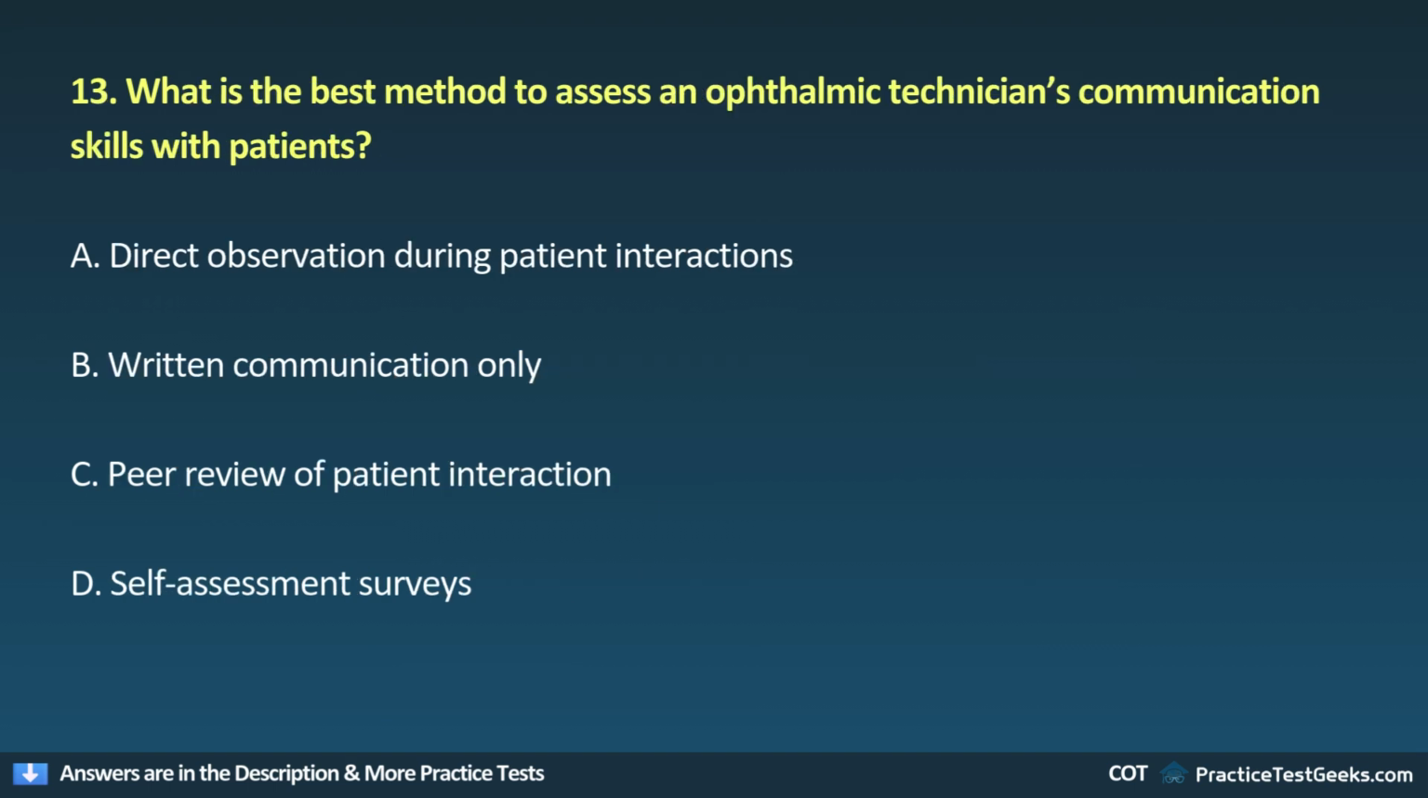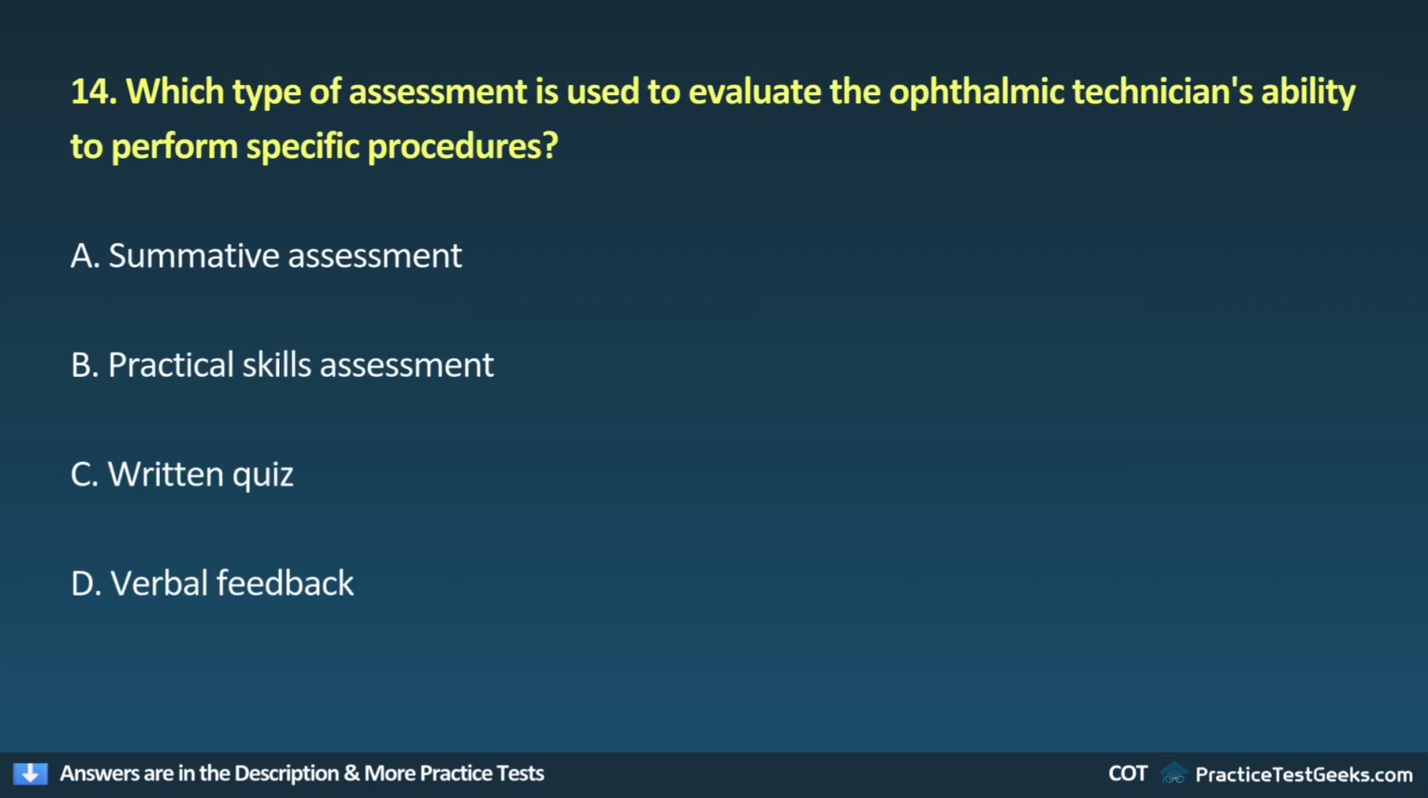13. What is the best method to assess an ophthalmic technician's communication skills with patients? A. Direct observation during patient interactions. B. Written communication only. C. Peer review of patient interaction. D. Self-assessment surveys.